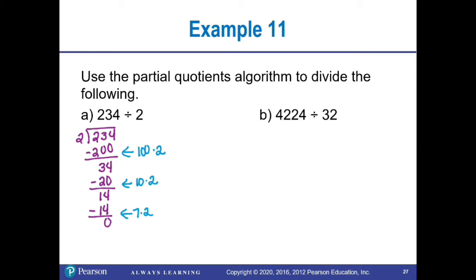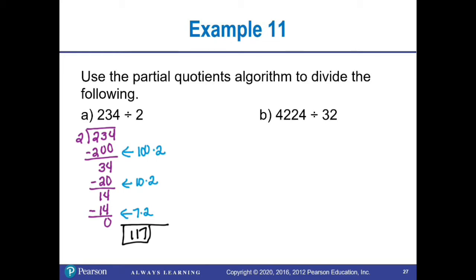Now notice that my answer is going to come from the right side of my problem, a little different from what you're used to with division. I have 100 plus 10 plus 7. These are my groups of 2. Gives me 117, or here, 117 groups of 2.